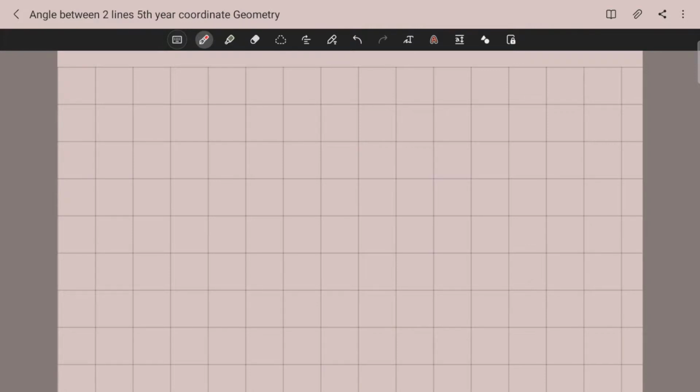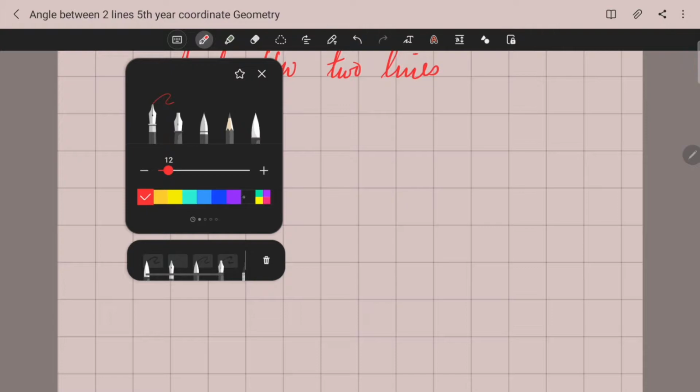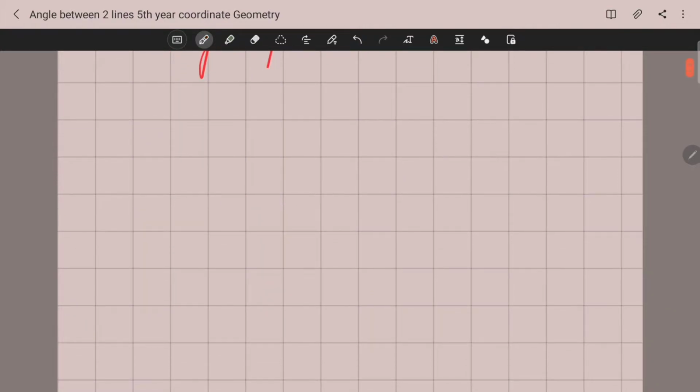Today we are doing how to find angle between two lines. First of all, we will draw one diagram for this.